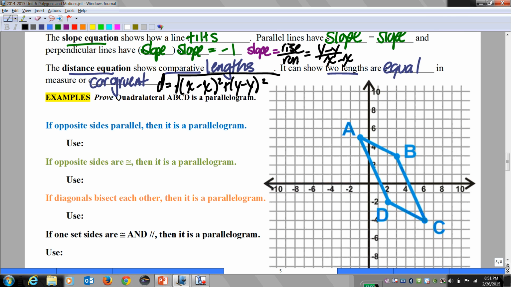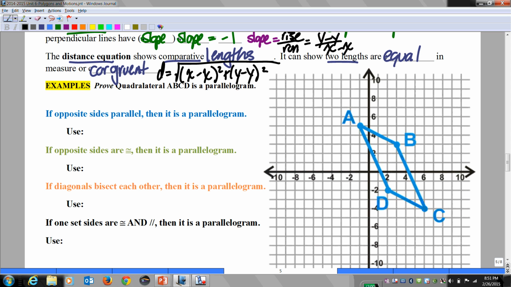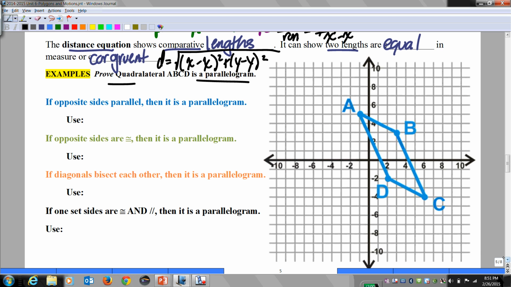So here's a common example. If you want to prove that ABCD is a parallelogram, and you want to use midpoint, slope, or distance, let's go through the OCD qualities. The first O is opposite sides parallel. Second O is opposite sides equal. Third O, opposite angles congruent. C is consecutive angles are supplementary. And last one, diagonals bisect.